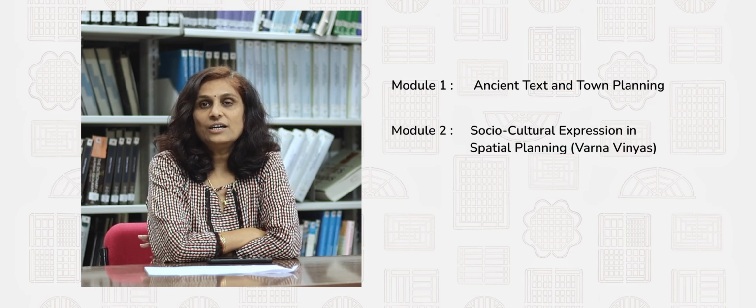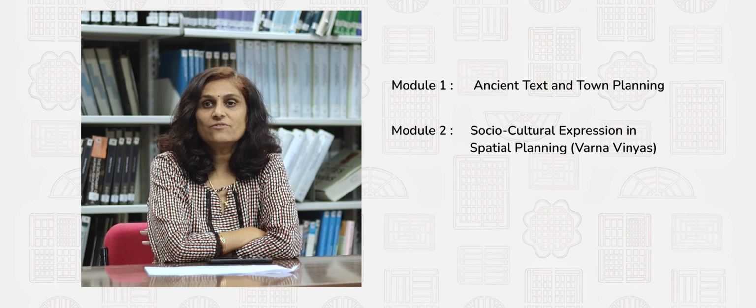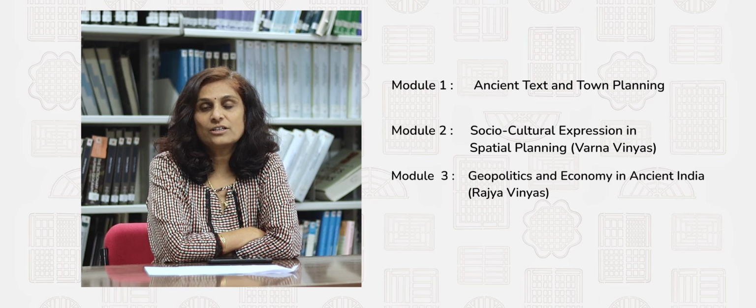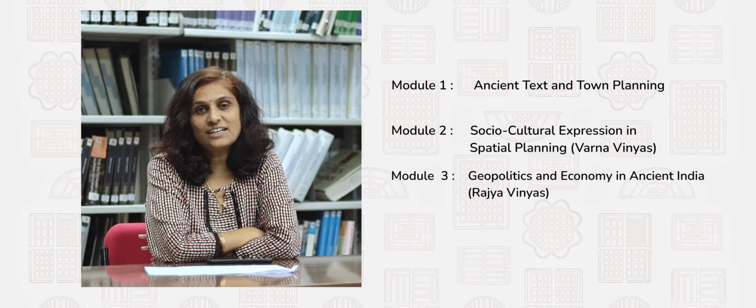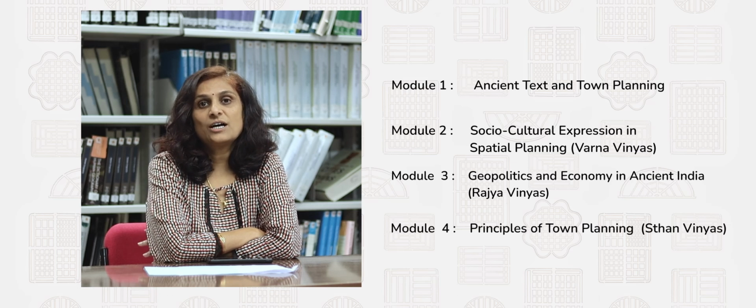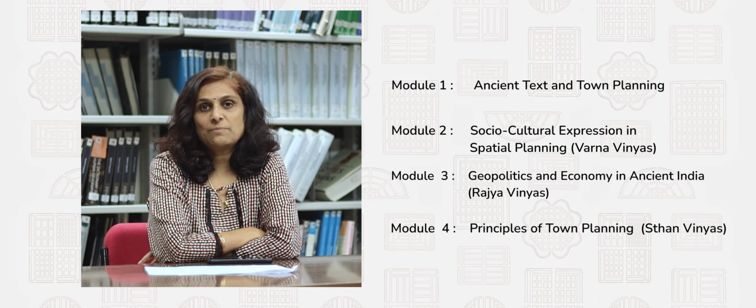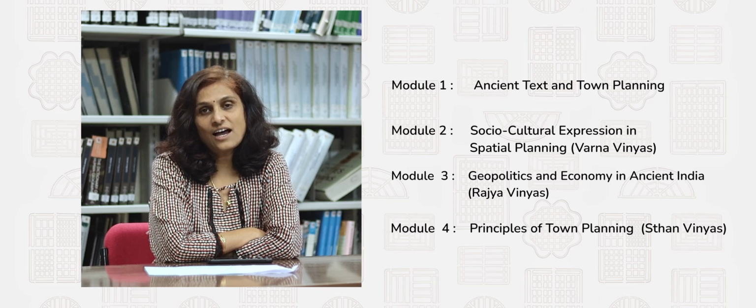The second unit talks about the socio-cultural thing, which can be said as Varna Vinyas. The third unit talks about the geopolitical, which can be said as Raja Vinyas. And the fourth unit talks about the cities and spatial planning, which is said about the Than Vinyas.